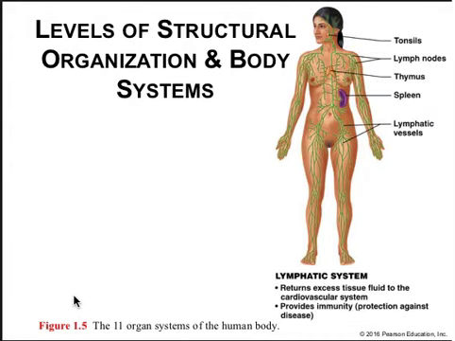The lymphatic system returns excess tissue fluid to the cardiovascular system after filtering it for the presence of pathogens, which are organisms that cause disease, and it also provides immunity, which is protection against disease as a result of assault by either living or non-living pathogens. A pathogen is simply a term for a disease-producing entity. Examples of living pathogens include bacteria, fungus, parasites. Non-living pathogens include things like toxins and viruses.